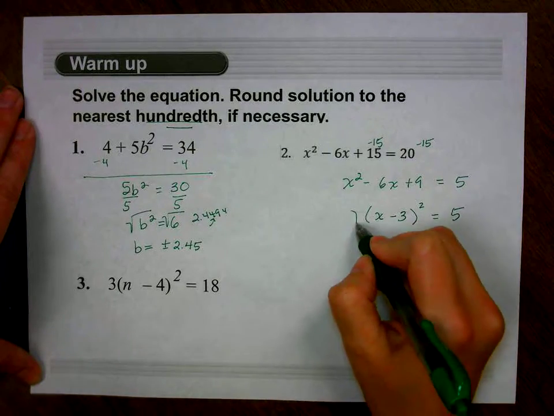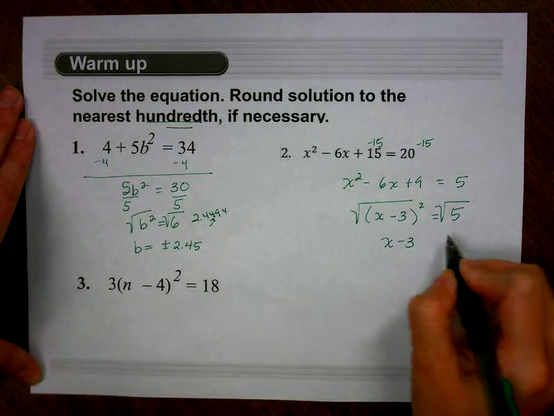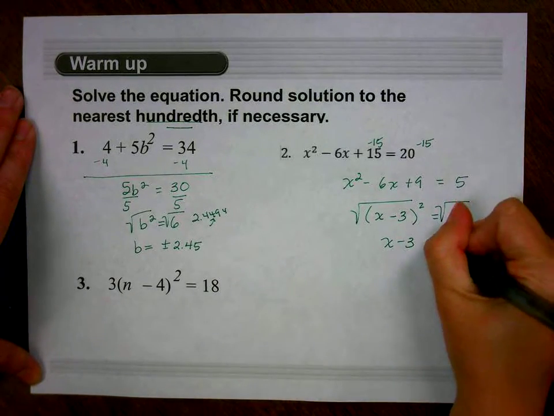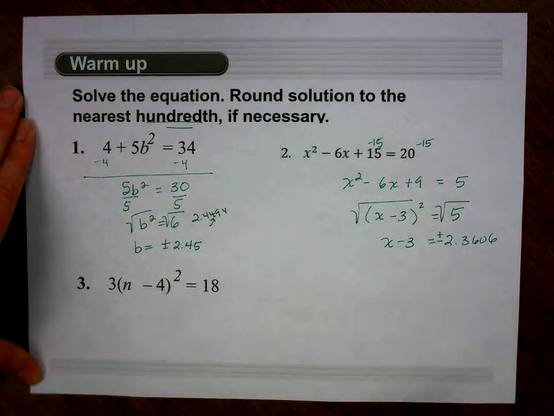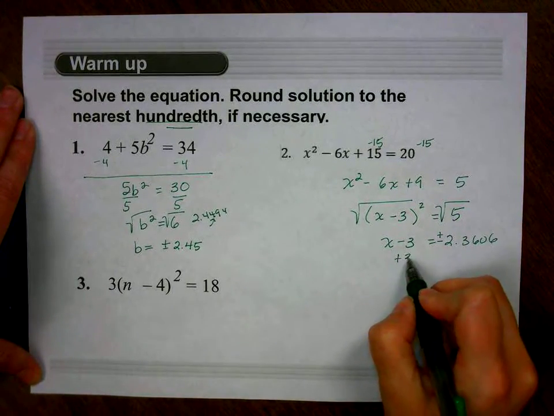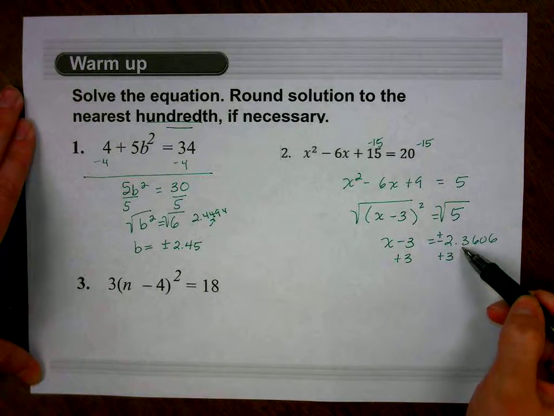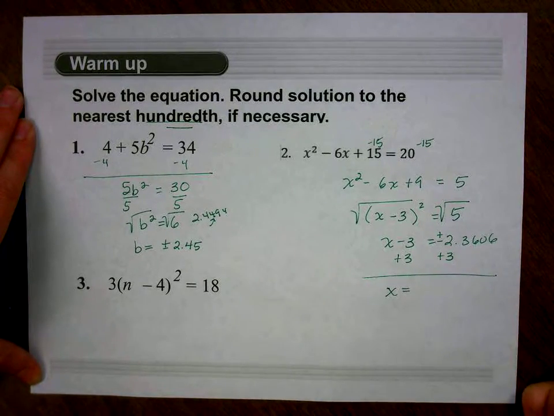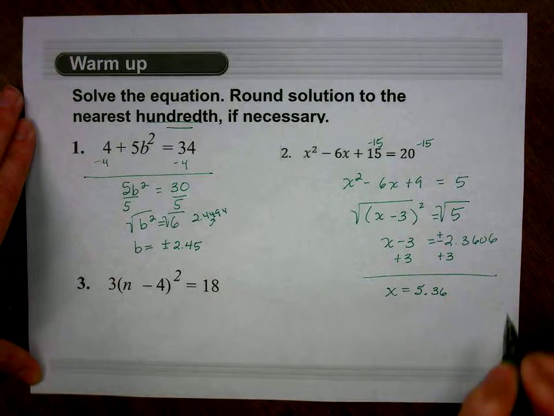And then I'm going to take the square root of both sides here. And so that's going to be x minus 3. The square root of 5 is going to be 2.3606. And that's a positive and a negative. So I'm going to add 3 to the positive, and then I'm going to do 3 and a negative 2.36, and so on. So I get 2 answers here. And I'm going to round to the nearest hundredth. So 3 and 2.36, that would be 5.36.